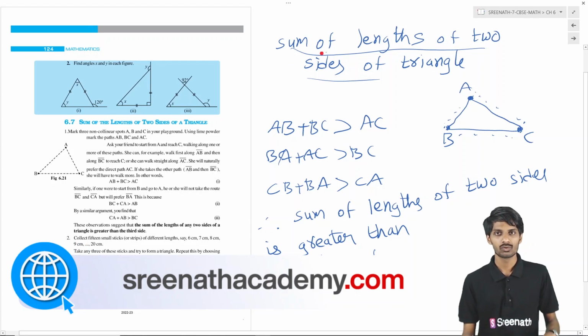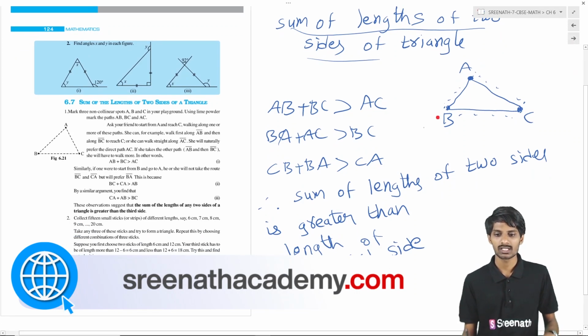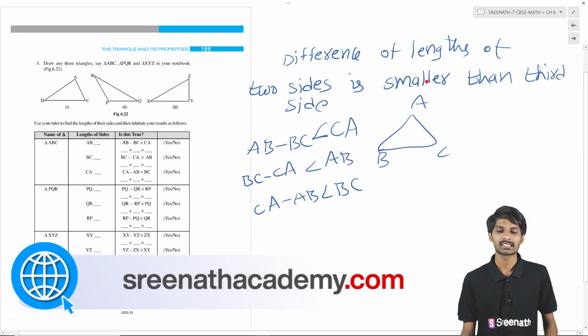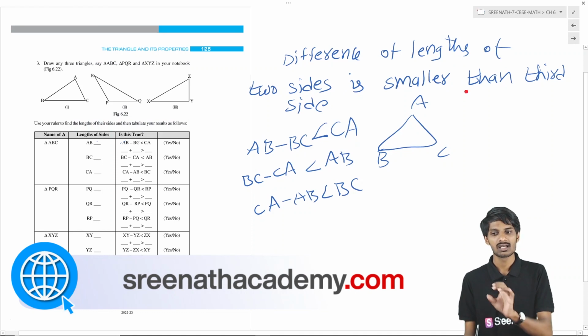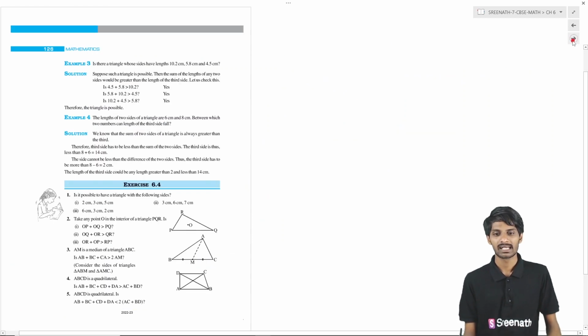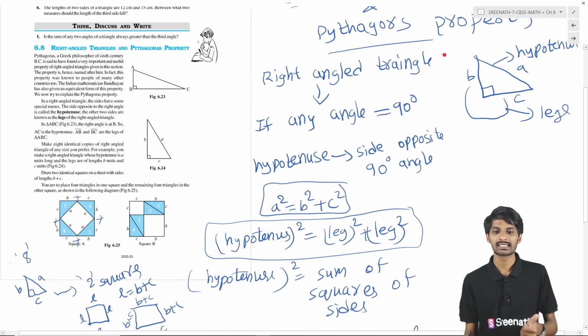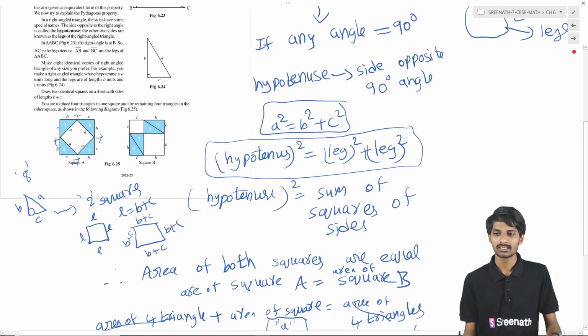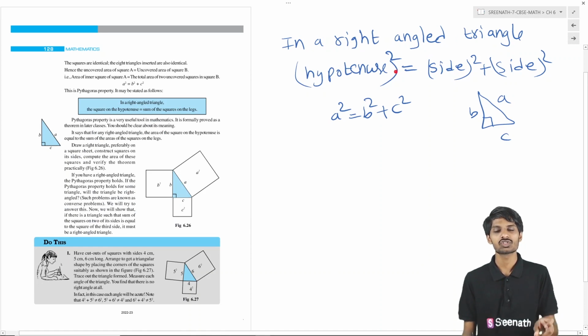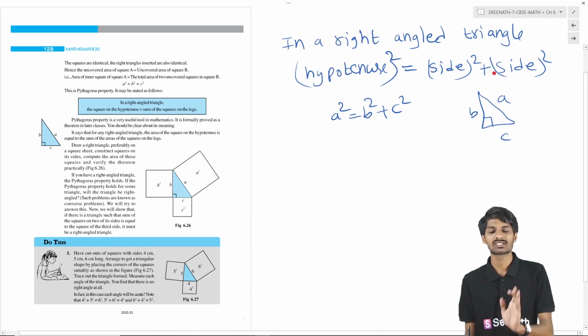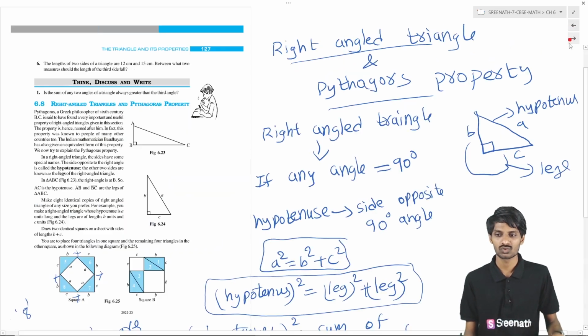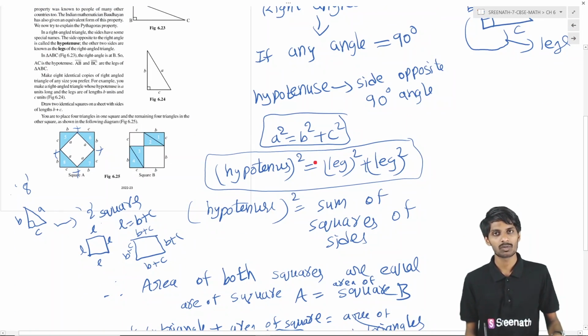Next thing, in a triangle, what happens, students? The sum of the lengths of two sides is greater than the length of the third side, students. And in a triangle, the difference of the lengths of two sides is smaller than the third side, students. And next is the right angle triangle, students. In a right angle triangle, one angle is 90 degrees, and the side opposite to 90 degrees is the hypotenuse, and the remaining are the legs, students. And in a right angle triangle, hypotenuse square is equal to leg square plus leg square, that is A square equals B square plus C square, students.